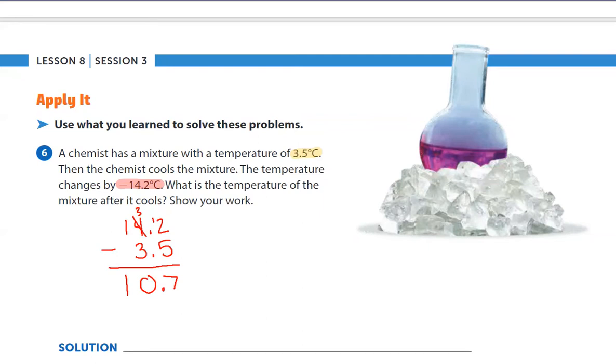So there's my decimal. Now, I go back and I look at which number is bigger. And that's the 14.2. 14.2 is bigger than 3.5. Not negative 14.2, but 14.2 is bigger. So I'm going to use the sign that goes with the bigger number. It's negative. So its new temperature is negative 10.7 degrees Celsius.